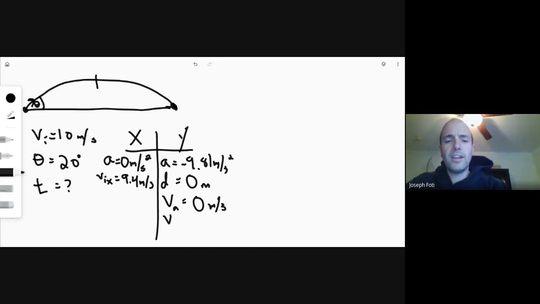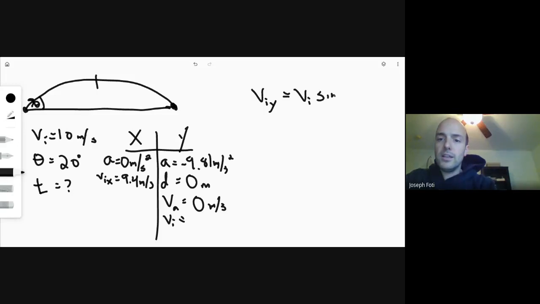Now, how about an initial velocity? Well, just like with the horizontal, we need to find a component. So let's set that up. V_iy equals, and again, if you remember from vectors, to find the vertical or the y component, we do V_i times the sine of theta. I'll just keep this the equation version for now.